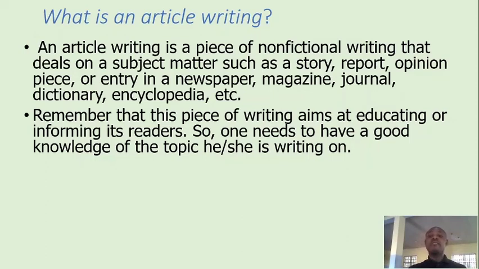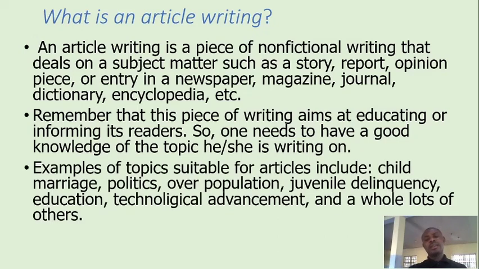So one needs to have a good knowledge of the topic he or she is writing on. Before you can say you want to write an article, you must have a good knowledge of the topic, the field of study, or the subject matter you are going to write on. Again, let's look at the various aspects of life we can write articles on: child marriage, politics, overpopulation, juvenile delinquency, education, technological advancement, and a whole lot of others.